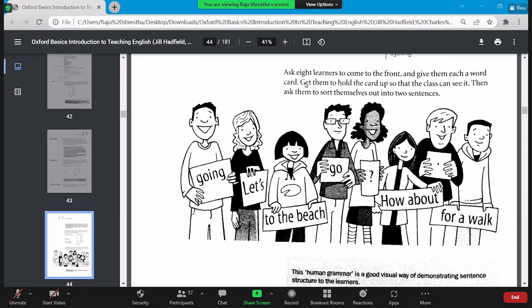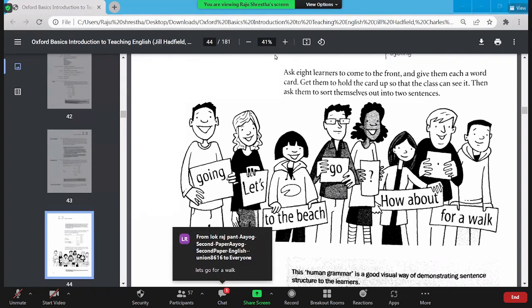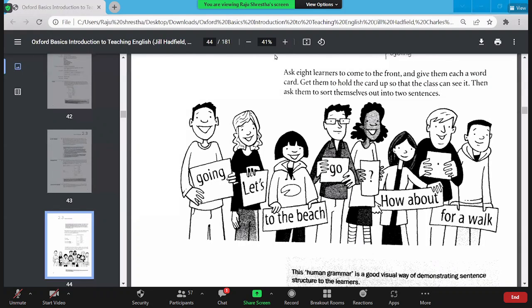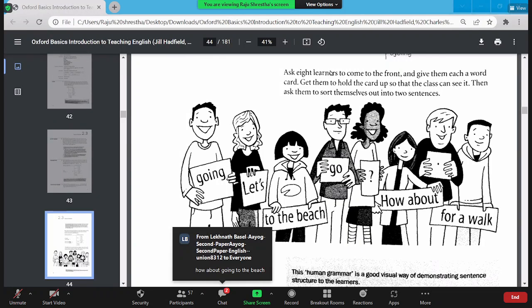Go on. Yes. No, I didn't mean exponents. Exponents. Let's go for a walk. Yes, that's good. Let's go for a walk. Full stop. Lokraj has written. I appreciate. Let's go for a walk. This is a full stop. Okay. And next, how about going to the beach? Question mark. That is Leknath Bashar.